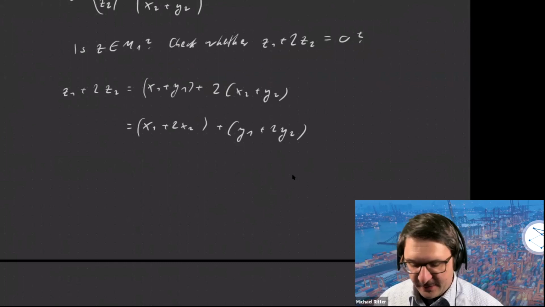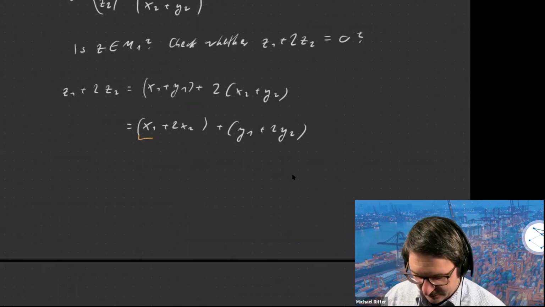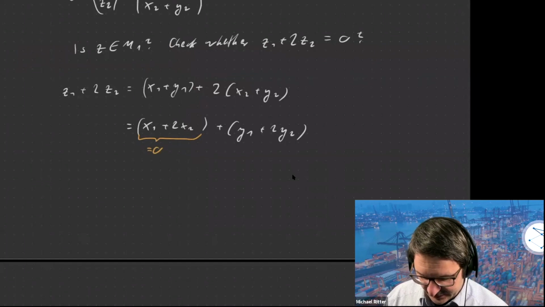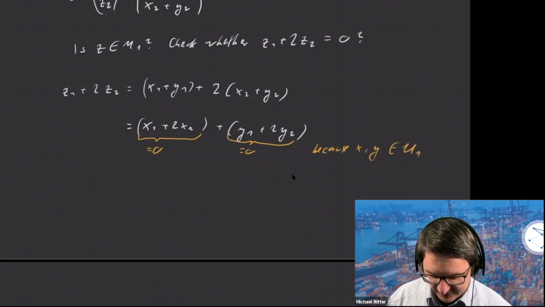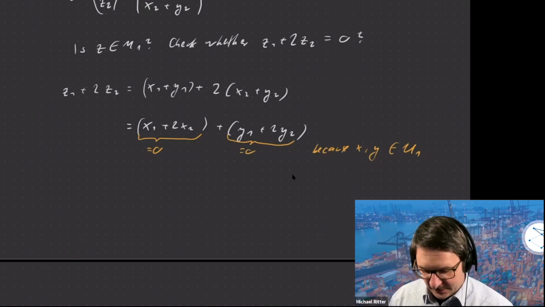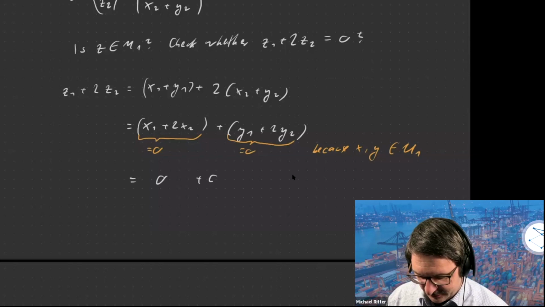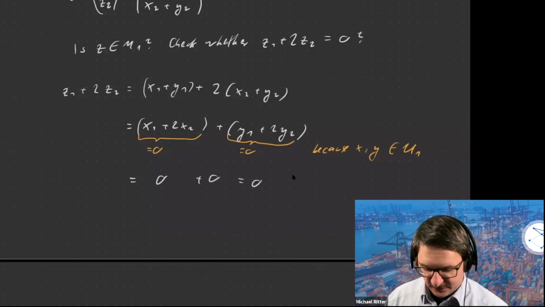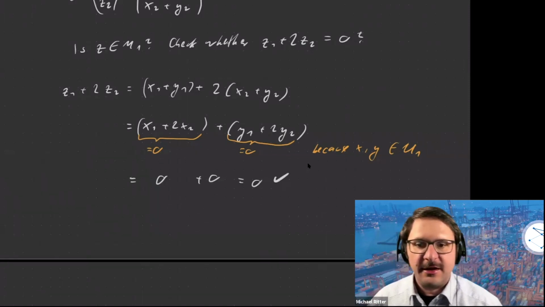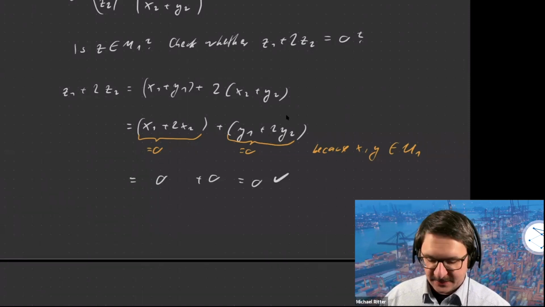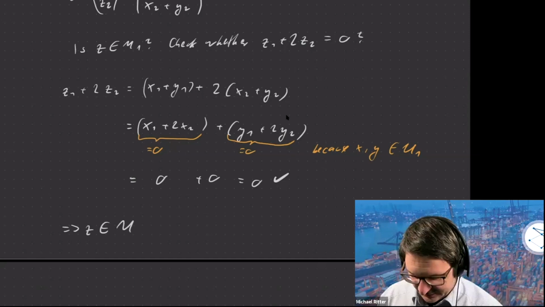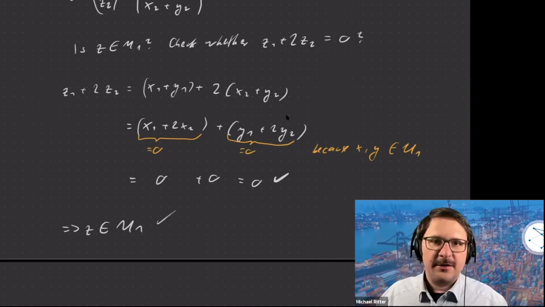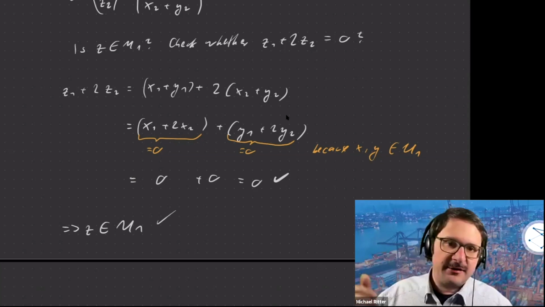So as x and y are contained in U1, we know that this here is 0, and we know that this here is 0. Because x and y are contained in U1. And that means what we have here is 0 plus 0, and that of course is equal to 0. So obviously C has the right property. That's what we wanted to show, and that means C is contained in U1. So the sum of any two arbitrary vectors is again in U1.